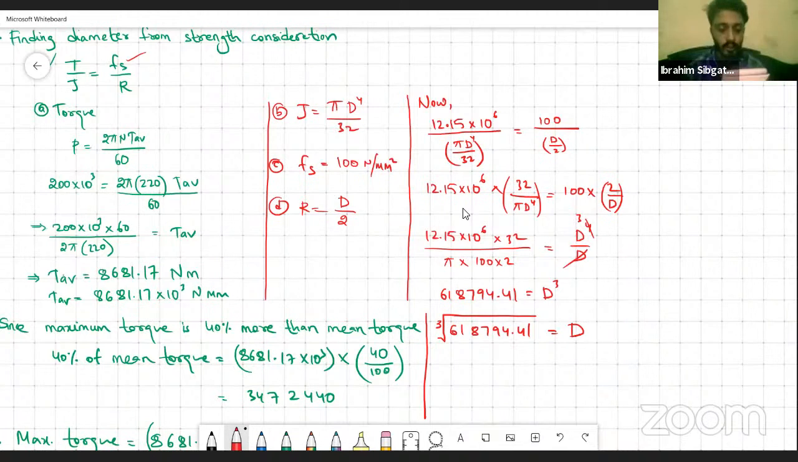So cube root 618,794.41 will be equals to 85.21 mm.